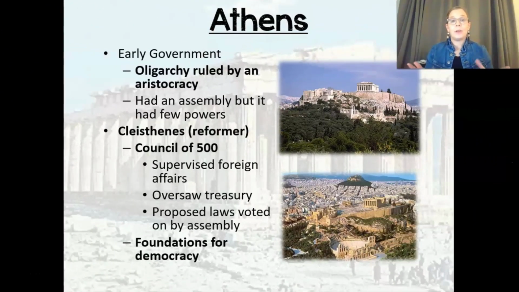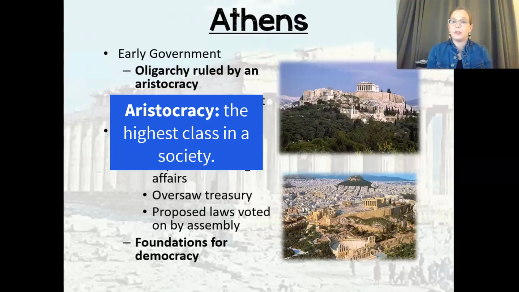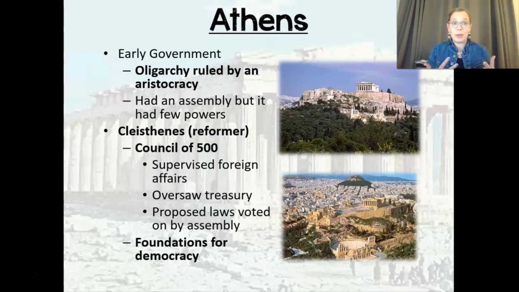The other major polis in ancient Greece is called Athens. And Athens was very different from Sparta. So first of all, one of the big differences between Athens and Sparta is their government. Now, they started off the same, where Athens was also an oligarchy, but instead of 2 kings, they were ruled by what we call an aristocracy. So they had a group of upper-class people that were in charge. And they did have an assembly, but the assembly didn't have very much power.